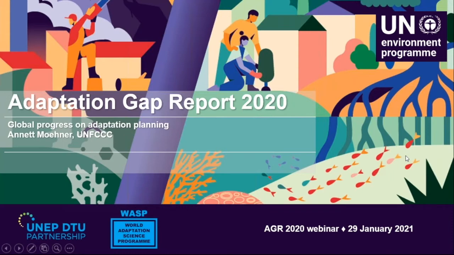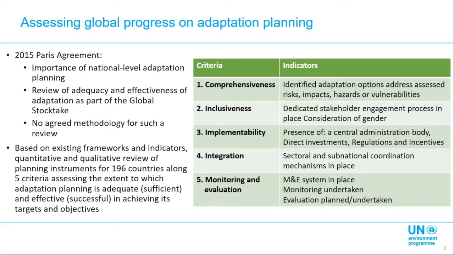As mentioned, I would like to give you a short overview of Chapter 3, which focuses on global progress on adaptation planning. As some of you may recall, the 2015 Paris Agreement put a particular importance on national level adaptation planning. At the same time, parties agreed to review the adequacy and effectiveness of adaptation as part of its Global Stocktake, which will commence in 2023. However, at this time, we don't have an agreed methodology for such a review. And as Niklas already highlighted, we also haven't quantified the global goal yet.